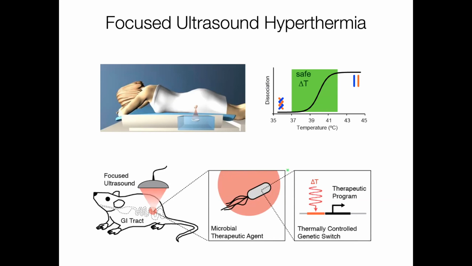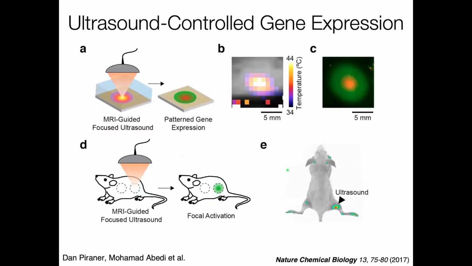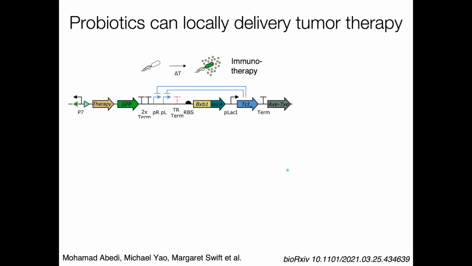Okay, and so in the interest of time, I'm going to skip through a bunch of slides just to show you what we can do with this. So in the context of tumor-homing bacteria, we've shown that we can build gene circuits that respond to temperature that allow us to control the release of immunotherapy locally inside the tumor. We're not administering it systemically, we're administering it locally.